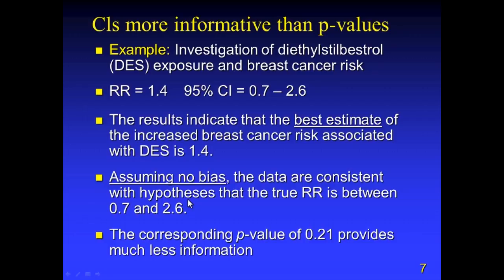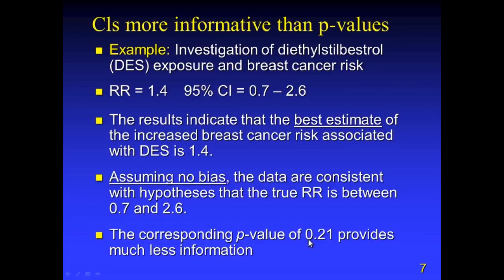And we can say that the data are consistent with hypotheses that the true relative risk is between 0.7 and 2.6. In other words, the fact that it's elevated above 1 could be just a chance result. So any of these relative risks between 0.7 and 2.6 are basically compatible with the data. That's somewhat informative. It's certainly more informative than if we were simply told, instead of a confidence interval, that there was a p-value of 0.21. It doesn't really give us any information about the likely range of the relative risk estimate of 0.7 to 2.6.